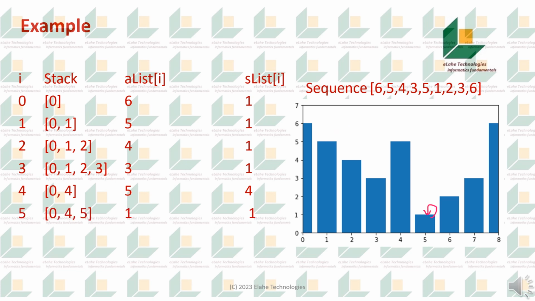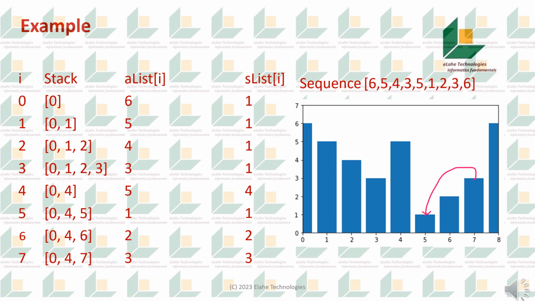The number in position 5 is 1. Its span is 1 since looking backwards there are no other elements smaller than 1 to its immediate left. We push 5 onto the stack. The number in position 6 is 2. Its span is 2 since looking backwards to its immediate left, there are 2 elements including itself which are less than or equal to 2. We pop the index 5 from the stack. Then we push 6 onto the stack.